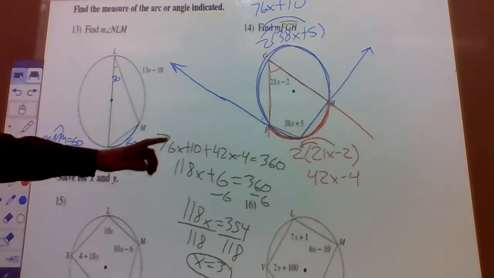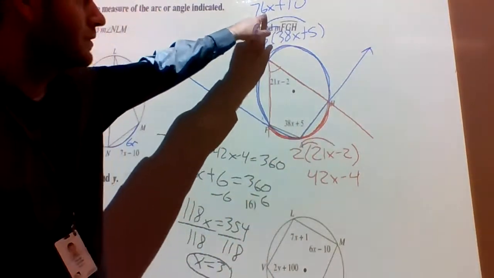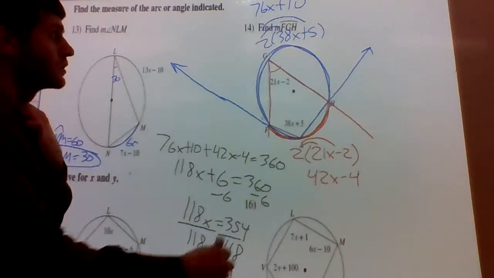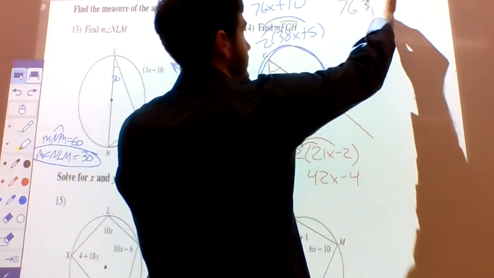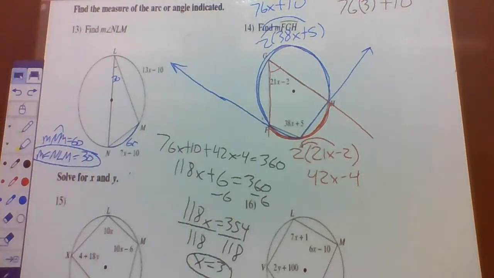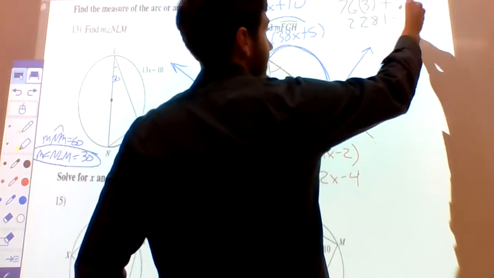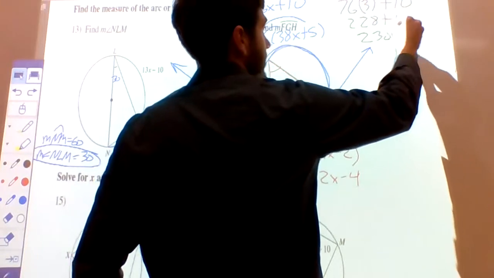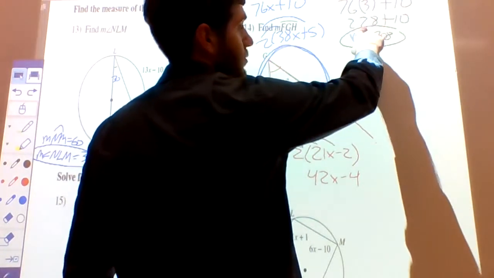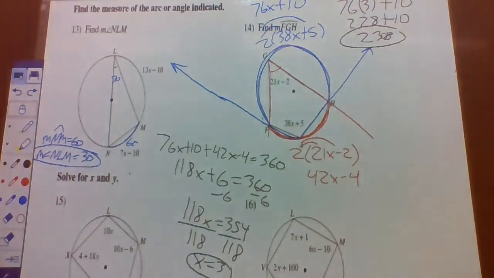Okay. We want to find the measure of arc FGH. So we have to plug it into 76x plus 10. So 76 times 3 plus 10. 75 times 3 is going to be 225, then we have to add 3, so 228 plus 10 is going to be 238. 76 times 3 is 228, plus 10 is 238.